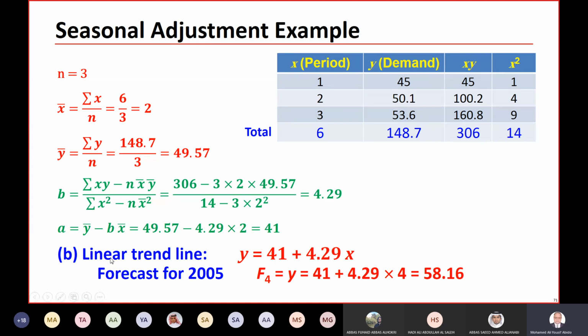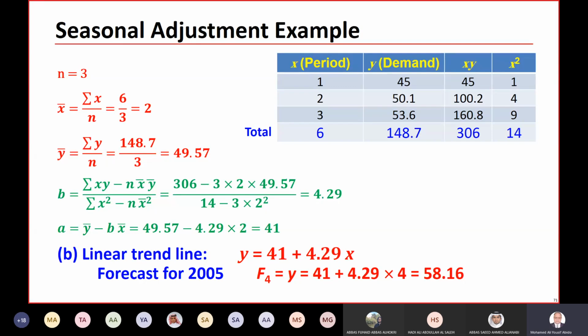We substitute to get B, and we substitute to get A, as usual. And then we can find the linear trend line, which is Y equal to 41 plus 4.29 times X. And for the forecast of 2005, this will be period number 4. So F4, we substitute X equal to 4, so we get 58.16. This 58.16 gives you the total forecast for 2005. So the next step is to divide this total over the seasonal patterns.